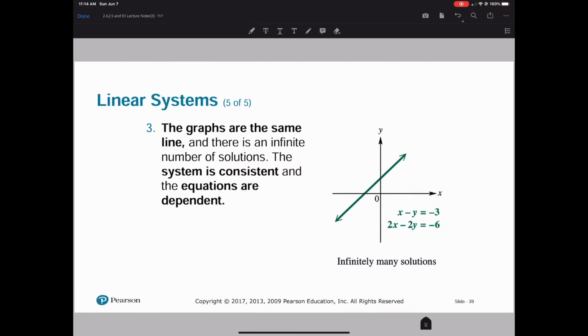Now, let's say we have a graph where the lines of the system are the same, just multiples of each other. This system has infinitely many solutions because it doesn't matter what you put in there, both equations would be satisfied. The system is consistent, but they are dependent because they're the same thing. They're not independent of each other. They depend on each other because they're the same line.